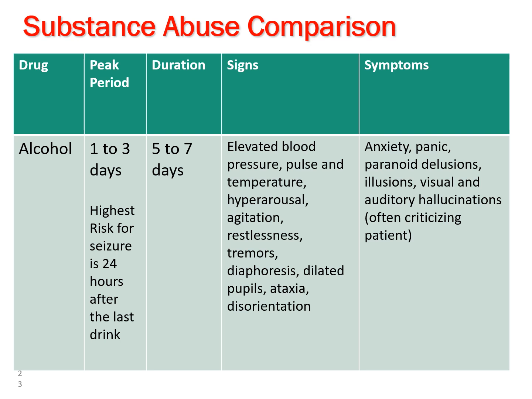All right, our substance abuse comparison. So alcohol, peak period is 1 to 3 days, duration is 5 to 7 days. And you'll see that a lot of them have these same peak periods and durations. For alcohol, what's important is the highest risk for seizure is 24 hours after the last drink. So it's critical to find out when they had their last drink.